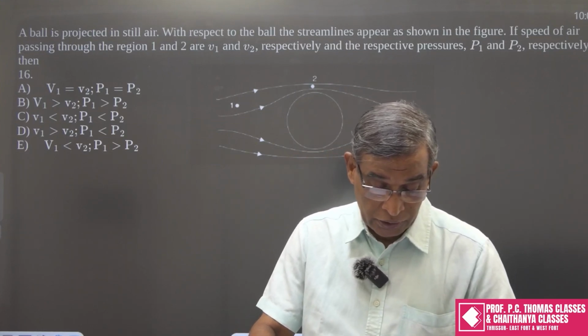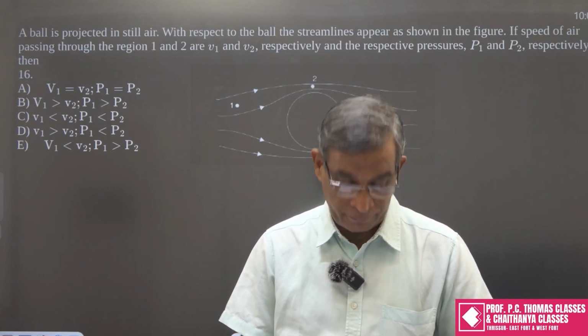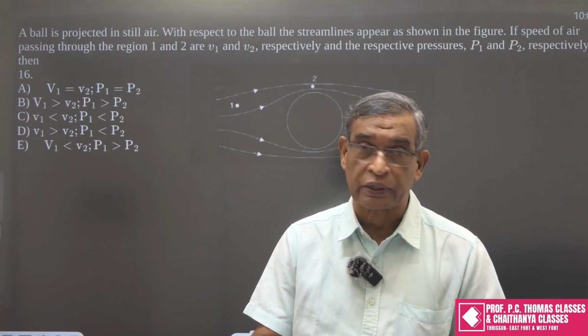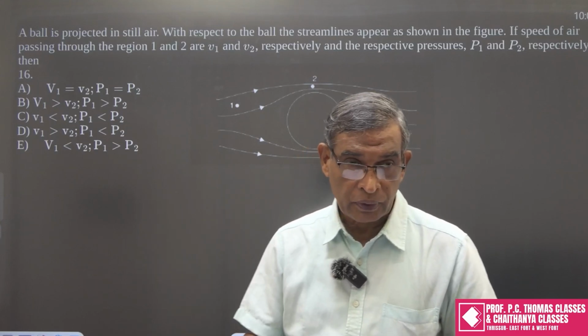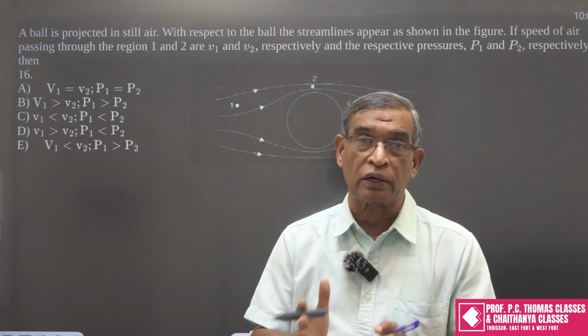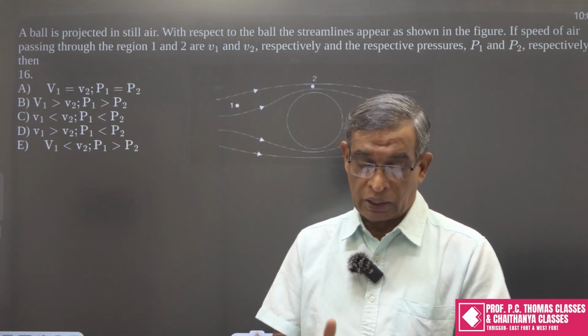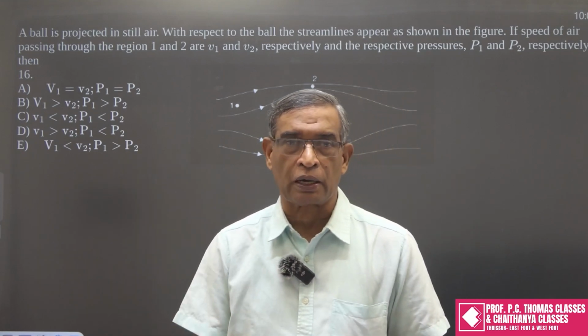Question is, a ball is projected in still air. With respect to the ball, the streamlines appeared as shown in figure. The streamline is given to you. Now, wherever there is crowding of streamlines, velocity increases. Wherever there is less crowding, velocity decreases. That is how the streamlines are marked.